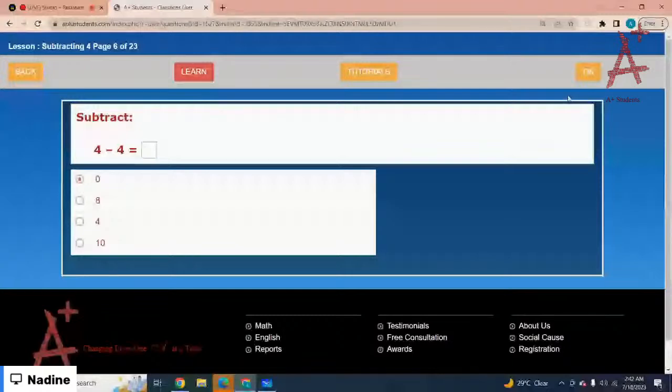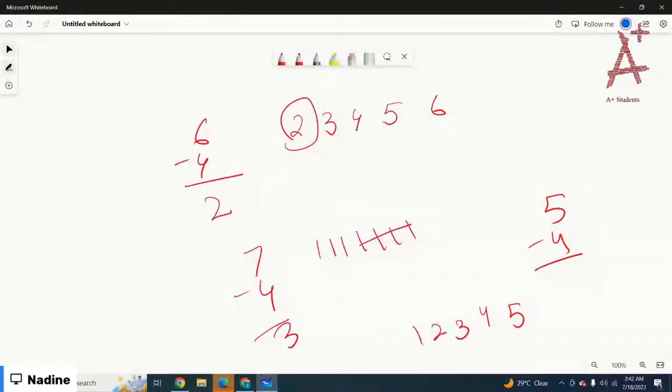The next one is 5 take away 4. So start with 5, go back 4 numbers. So it would be 5, 4, 3, 2, 1. When you go back 4 numbers, you will be on 1. So 5 take away 4 is 1. Correct option is 1.